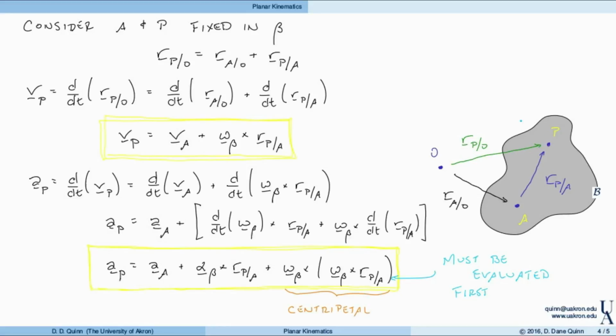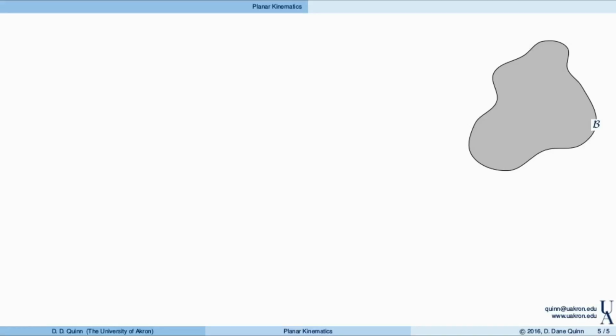So that's how we relate the velocity and acceleration of two points that are both fixed in the same object. Now, the next case that we'll look at, the most general case, is what happens if P is able to move in this object. So let's let A be again fixed in the object, with P moving on some path.